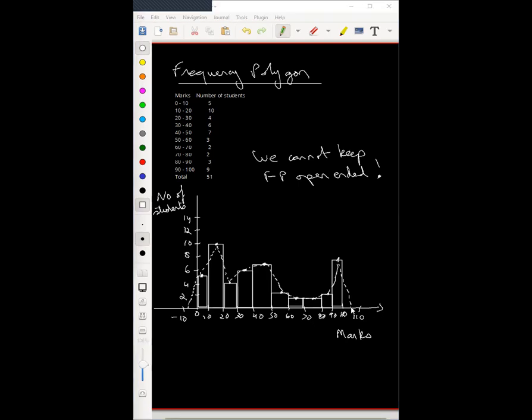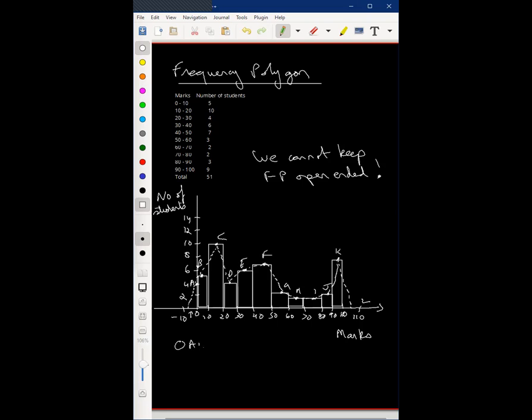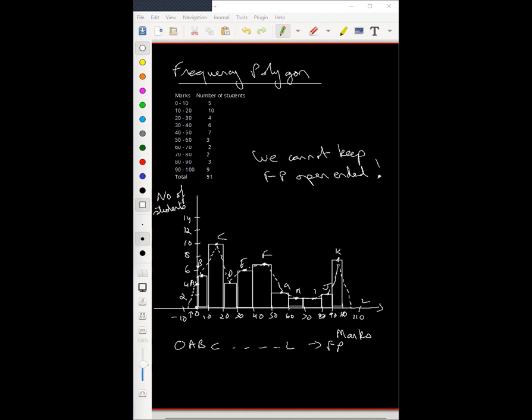And we can always name them also. Actually, this only ends in a point on the x-axis here. So if we name, this will be point A, B, C, D, E, F, G, H, I, J, K, and L. The point starts at O, A, B, C, and so forth till L. This is the frequency polygon. Starting at O, going up till A, then B, C, D, E, F, G, H. Is this part clear?